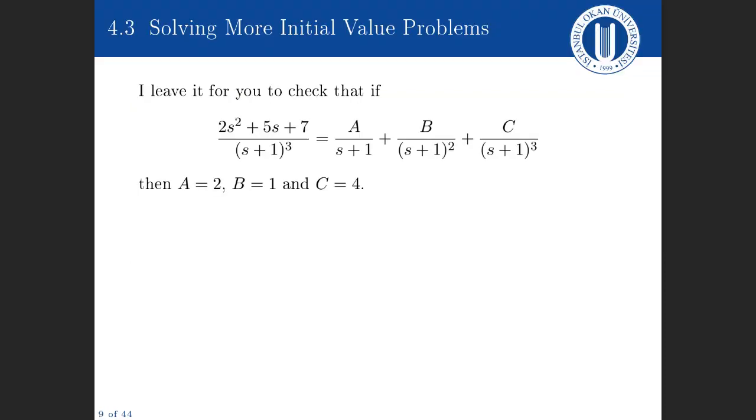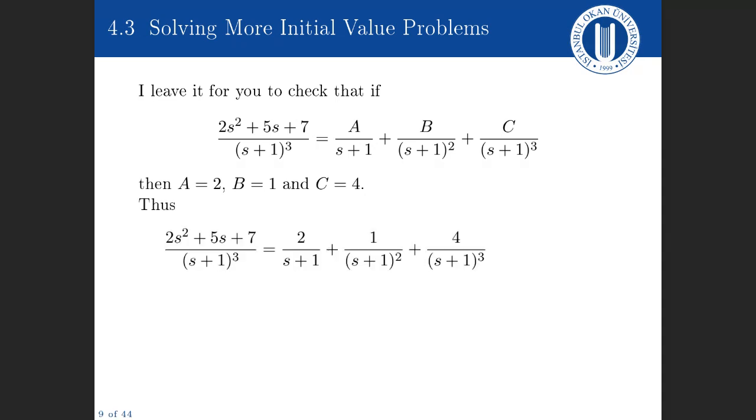So the next thing to do is to use partial fractions, and I'm going to leave it for you to check that we need to have A is 2, B is 1, and C is 4. So I'm going to leave it for you to check that this function can be written as 2 over s plus 1 plus 1 over s plus 1 squared plus 4 over s plus 1 cubed. And I'm going to split that up like this.